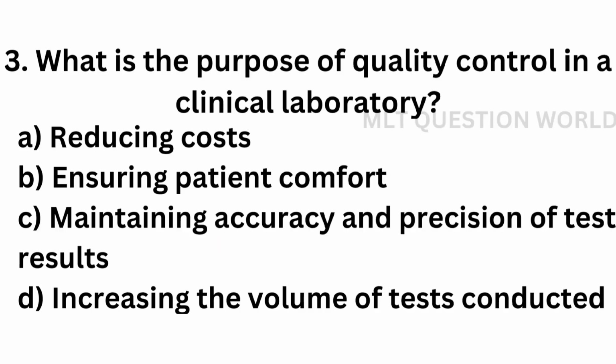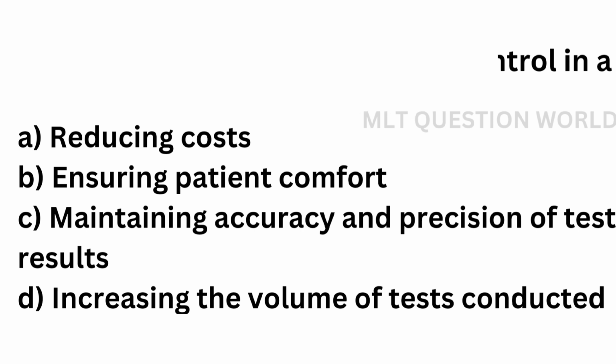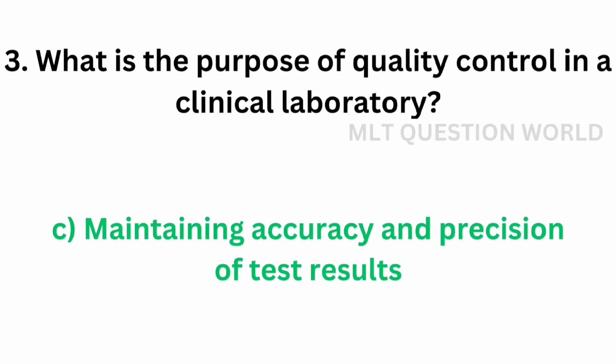Question number 3. What is the purpose of a quality control in a clinical laboratory? Option A. Reducing cost. Option B. Ensuring patient comfort. Option C. Maintaining accuracy and precision of test results. Option D. Increasing the volume of tests conducted. Which among the following is a purpose of quality control in a clinical laboratory? The correct answer is option C. Maintaining accuracy and precision of test results.